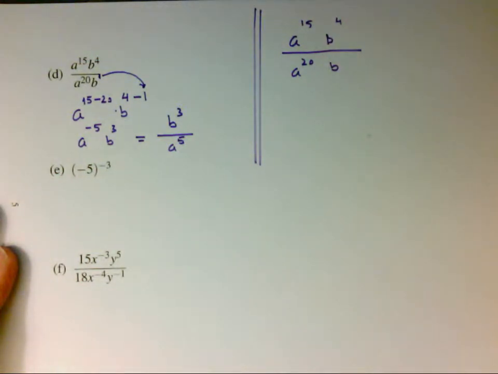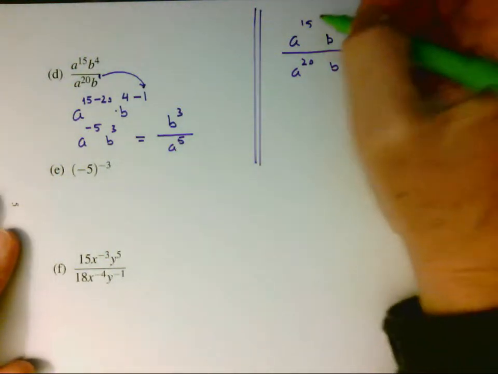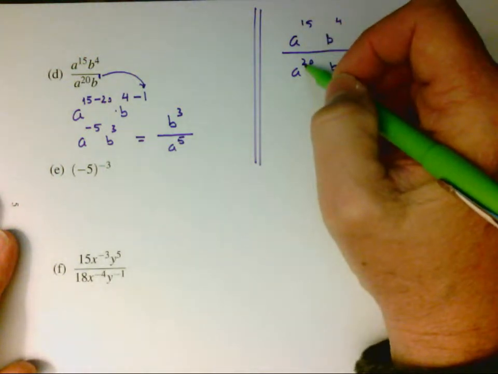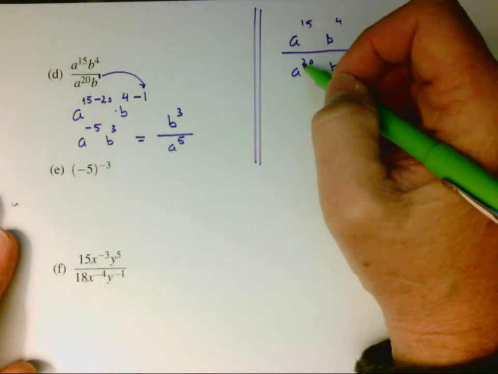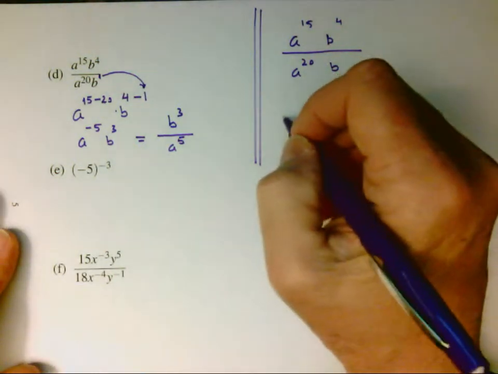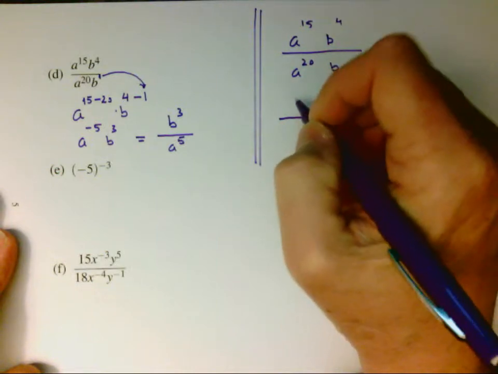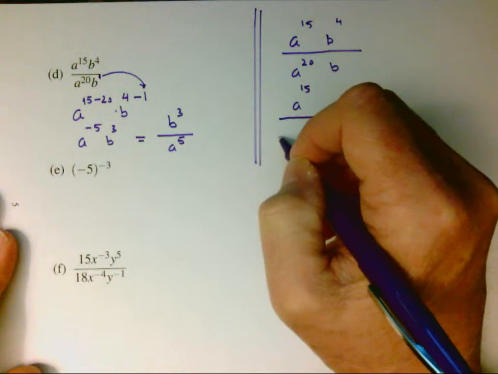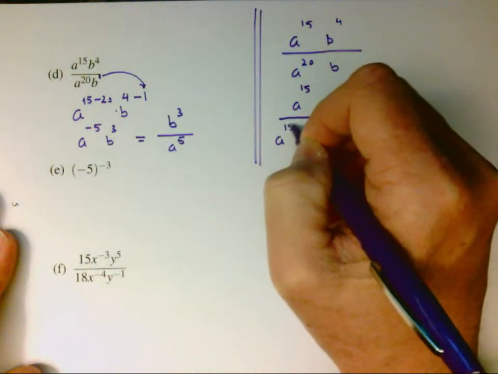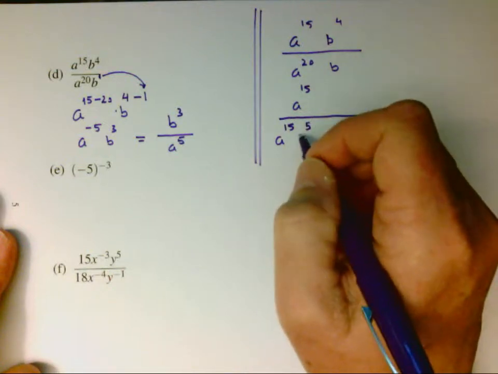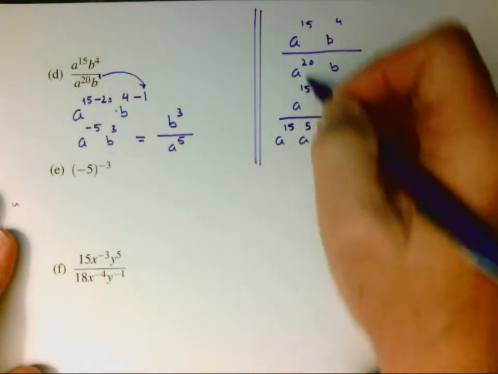Now, first I'll address the A's. You have 15 copies of A on the top. You have 20 copies of A on the bottom. Well, I'll write an intermediate step here just once so that you'll see why I'm doing what I'm about to do. A to the 15. A to the 20 is really A to the 15 times A to the 5, because with like bases we can multiply the 15 times the 5 and get back to 20.